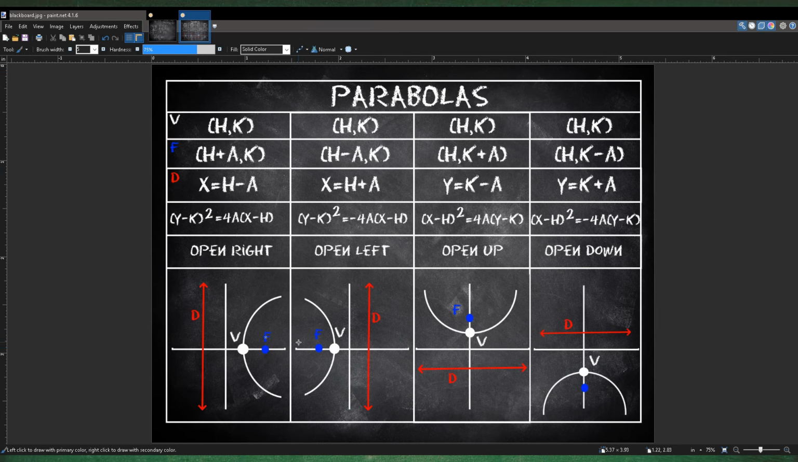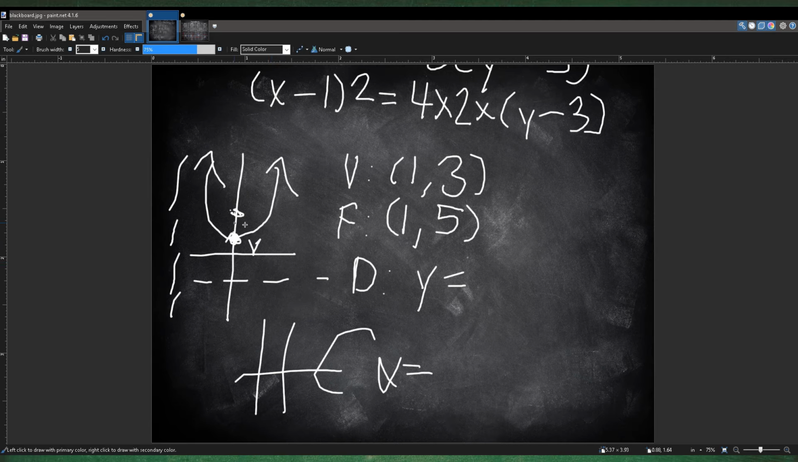Because you just see the picture? Yeah, you see how if it's concave right or left, it's going to be x is equal to. But if it's concave up or down, it's y is equal to. See how it looks? It's just the opposite side. Then basically, you have y is equal to, and you've got to find this number.